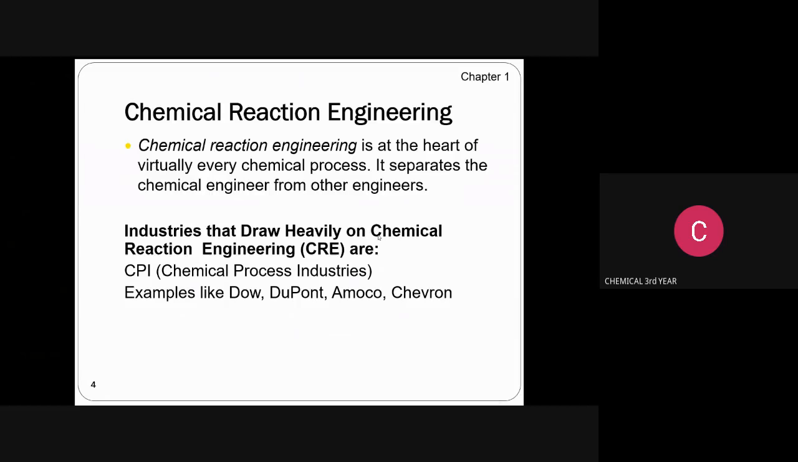Mostly chemical industries are using chemical reactions and chemical process design: what inputs are included, and how the outputs are gained. These are the basic steps they are going to study about.